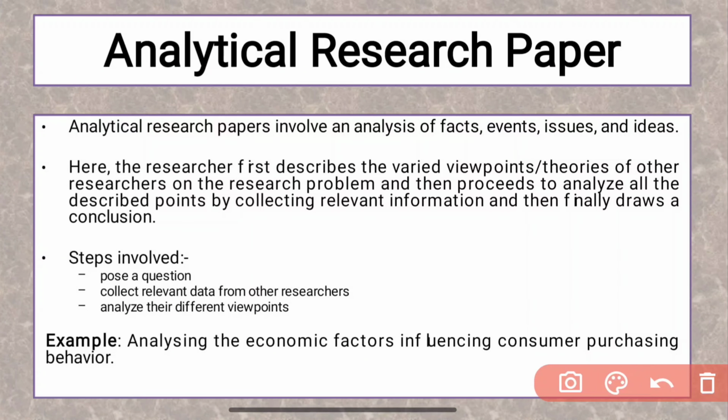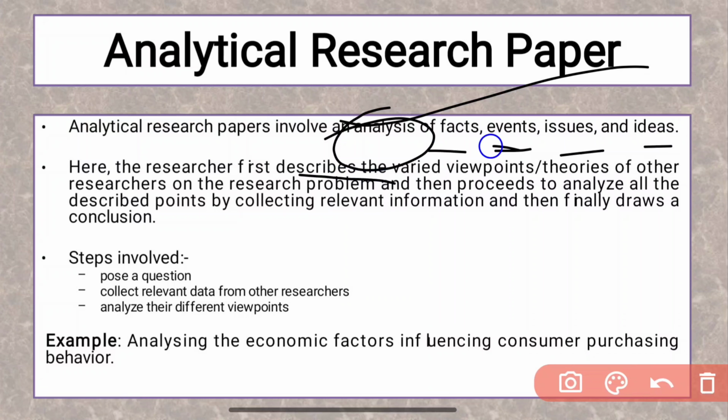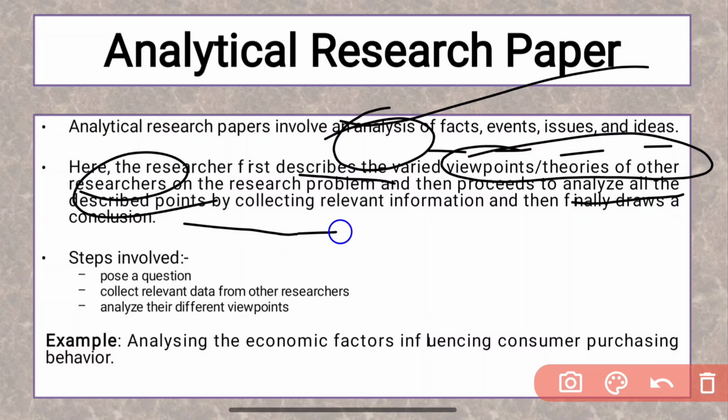Next kind of research paper is analytical research paper. In this, what happens is you analyze various facts, events, issues and ideas, right? So in this, firstly the researcher describes or studies various viewpoints and theories of other researchers on a particular problem or the objective, and then analyzes the data or information collected by him and finally draws the final conclusion, right? So what are the basic steps involved in an analytical research paper?